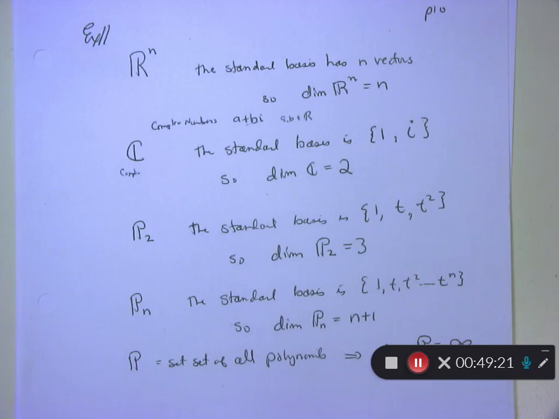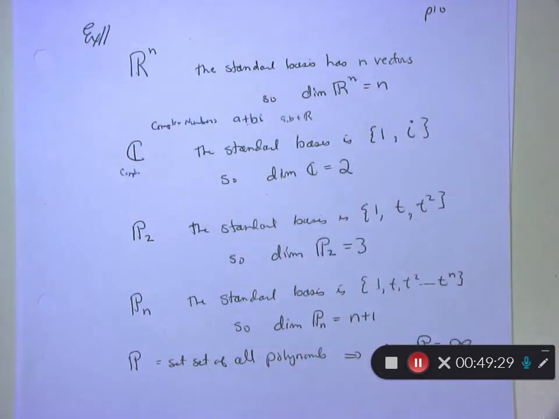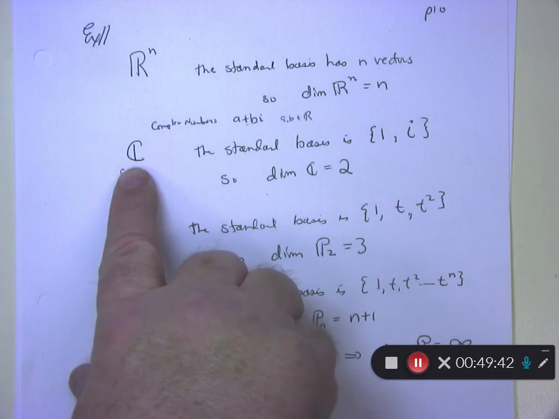Rn. The standard basis has n vectors in Rn, so the dimension of Rn is going to be equal to n. Remember, the dimension of a space is the number of vectors in the basis. How many basis vectors do you have? Okay? All right, here we go.